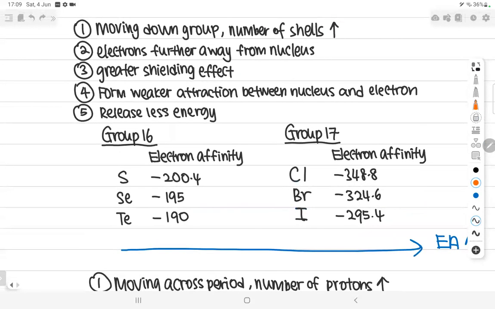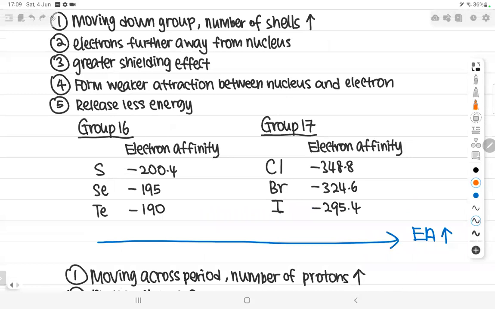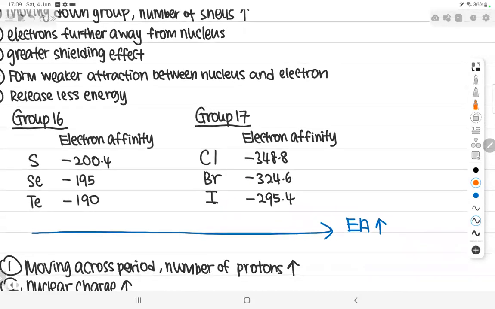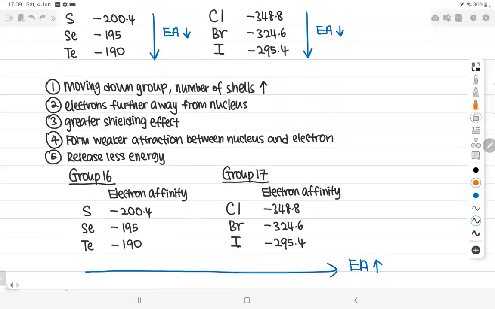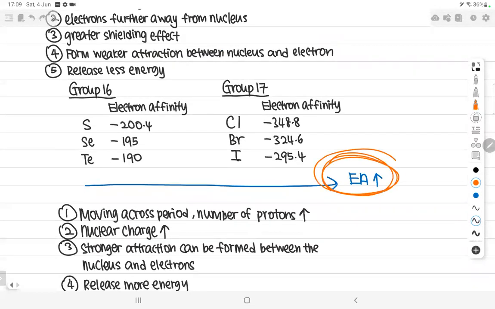Compare the same period like this. This one releases 200, this one releases 350. You release more energy when you move across the period. Same thing for these two in the same period. Selenium only releases 195, bromine releases 320 something. So moving across the period, the electron affinity increases. Moving down the group, electron affinity decreases. So why does the electron affinity actually increase? There is a reason.